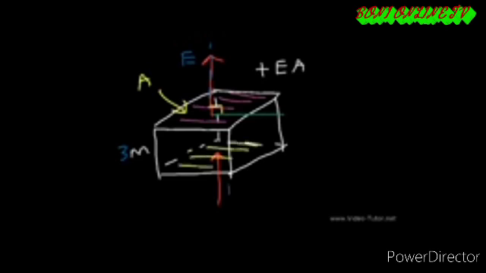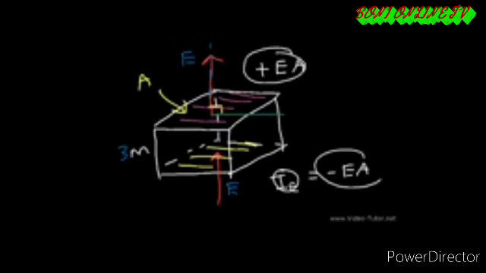Now what about the bottom surface? Notice that the electric field vector enters the object. So it's an inward flux. So the electric flux is E times A, but it's going to be negative EA. So to find the total electric flux is the sum of these two values. Positive EA and negative EA, they cancel. And so the net electric flux is therefore equal to 0.